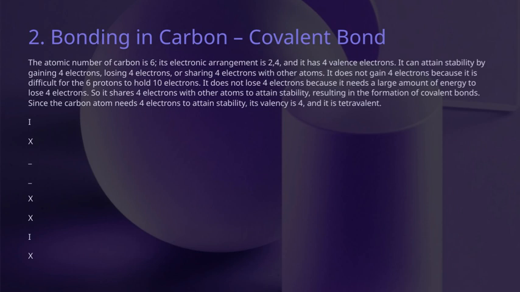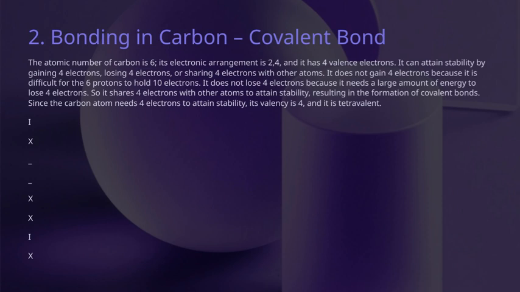Losing 4 electrons also requires a lot of energy, making that less feasible. So, instead, carbon tends to share its 4 valence electrons with other atoms. This sharing leads to the formation of covalent bonds, which are essential for building complex molecules in organic chemistry. Because carbon needs 4 additional electrons to complete its outer shell, its valency is 4. This is why we say carbon is tetravalent. It can form 4 covalent bonds. This ability to form multiple bonds makes carbon incredibly versatile and fundamental in forming the backbone of countless organic compounds.